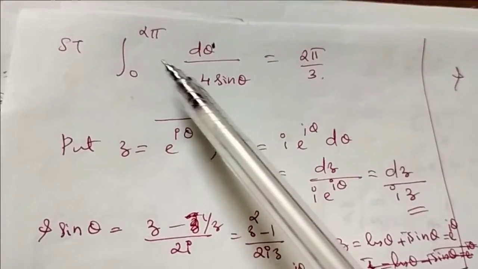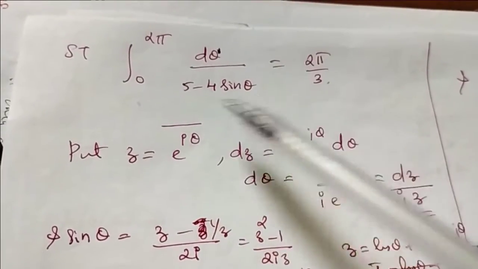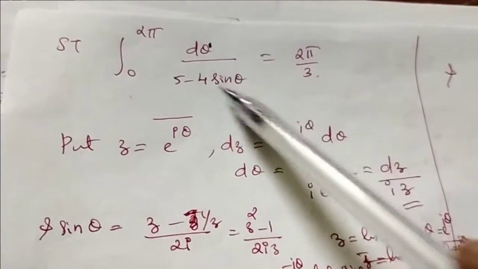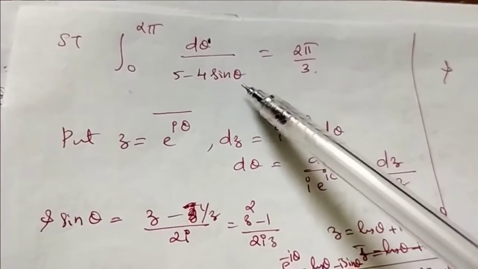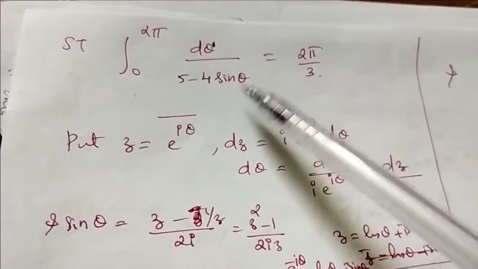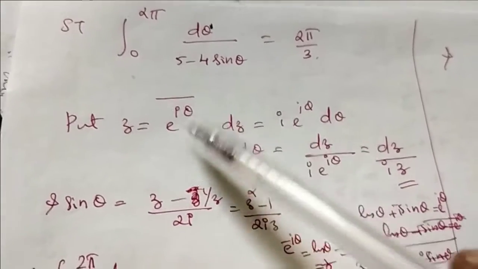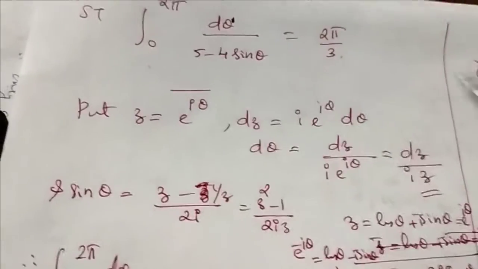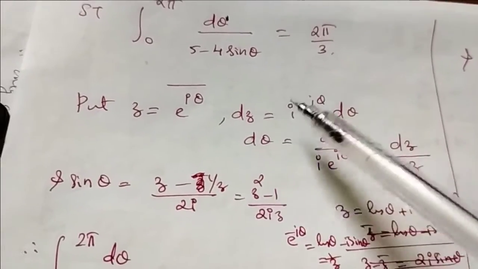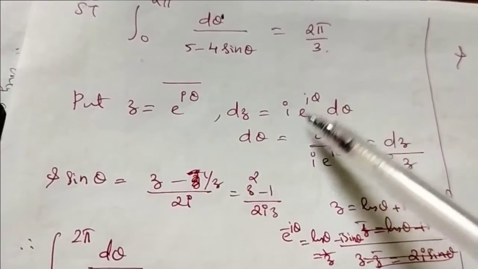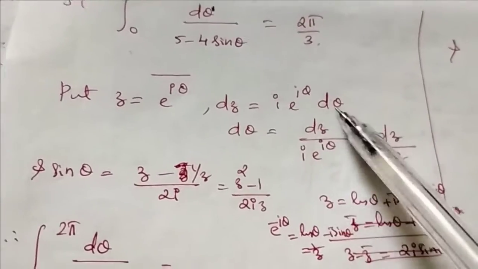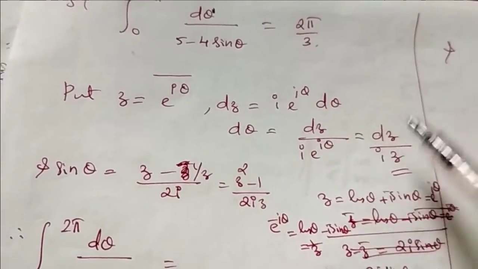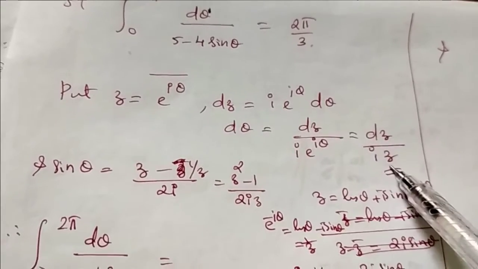So next one, show that integral 0 to 2 pi d theta by 5 minus 4 sin theta is 2 pi by 3. Okay, this is of type 1 integration because it contains sin theta or cos theta. So here put z is equal to e raised to i theta. So what is dz? Its derivative is e raised to i theta into i d theta. And what is d theta? d theta is dz by i e raised to i theta, or it is dz by i z.